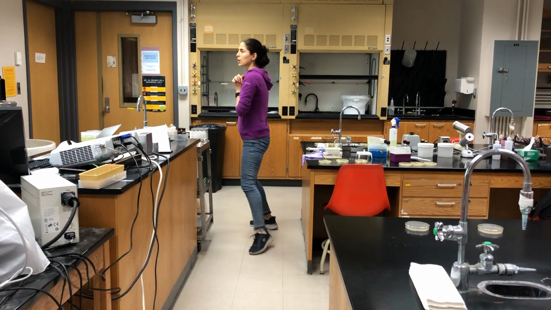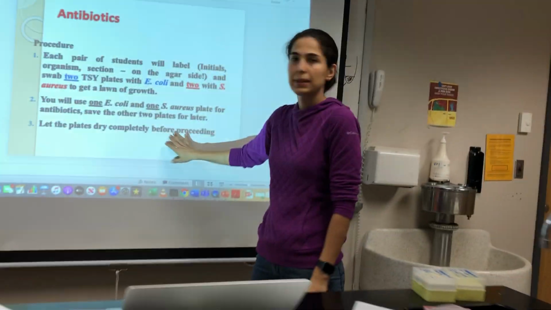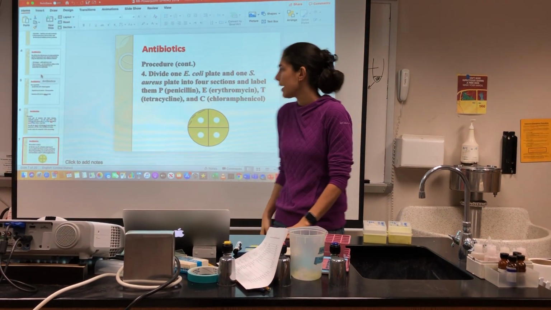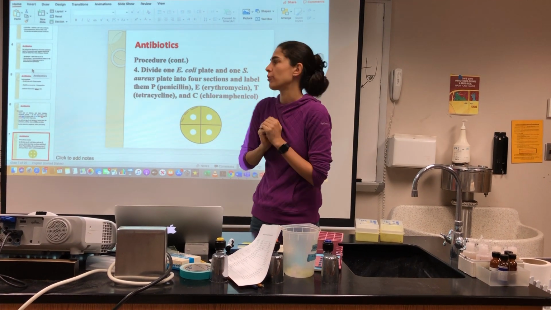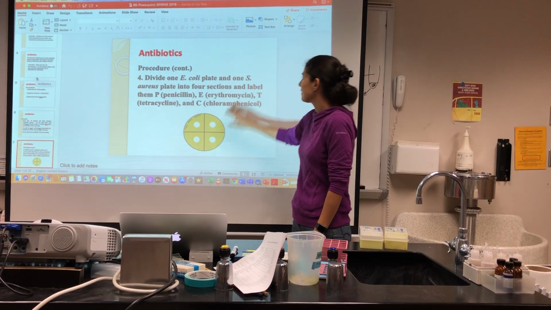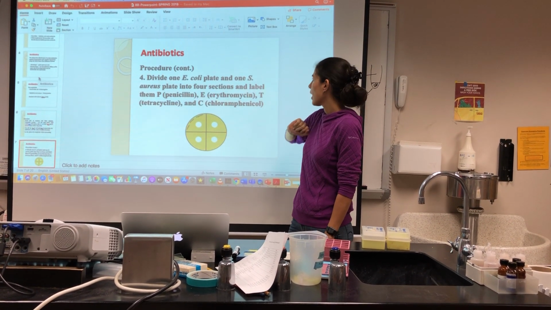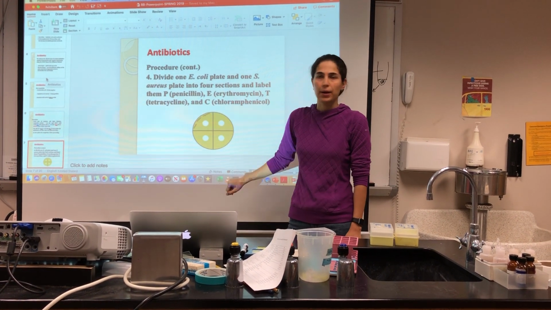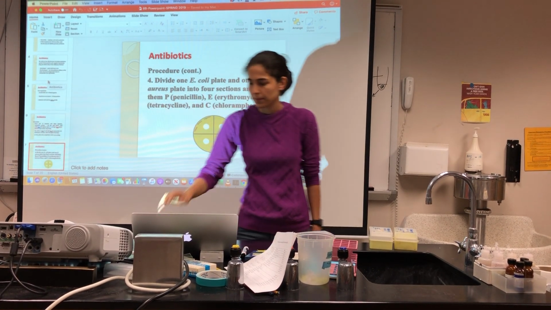Okay, so we need to let the plates dry completely before proceeding. But what is the procedure? After the plates dry completely with these two different organisms, we need to divide one E. coli plate and one Staph aureus plate into 4 sections, like this, and label them as 4 different antibiotics: penicillin, erythromycin, tetracycline, and chloramphenicol.